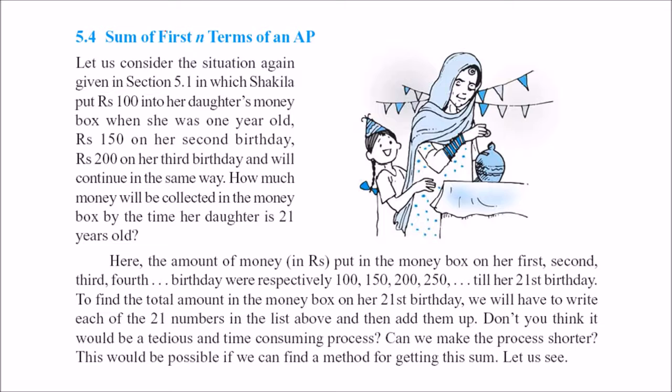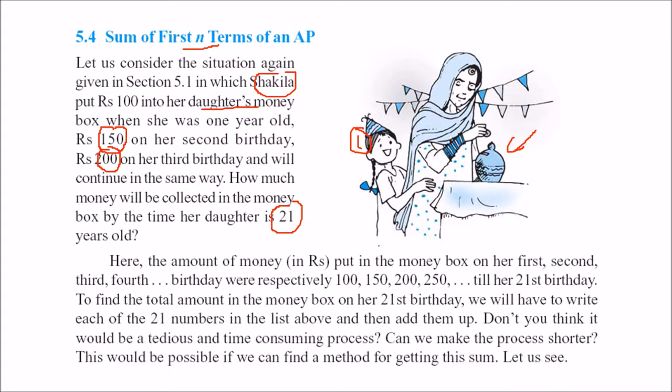And we'll try to see the sum of the first n natural numbers. If you recall, Shakila used to put 100 rupees in her daughter's money box when she was 1 year old. Then every year she adds 50 rupees. That is, on her second birthday, it became 150. Then on the third birthday, 200.